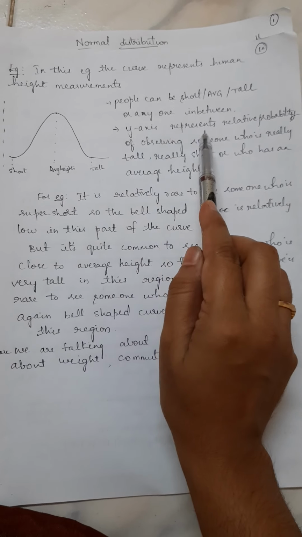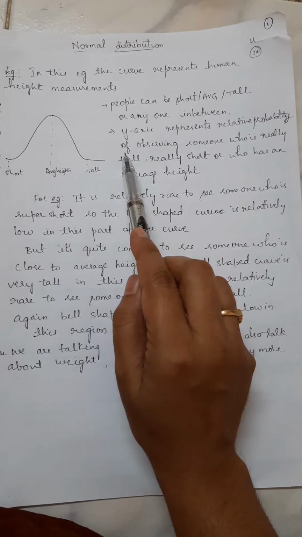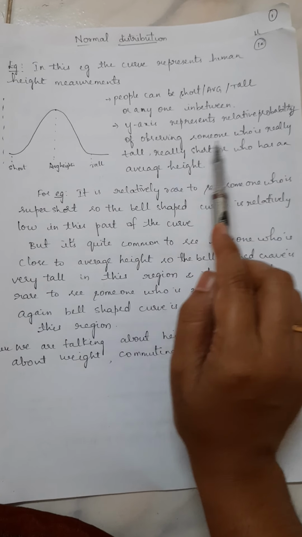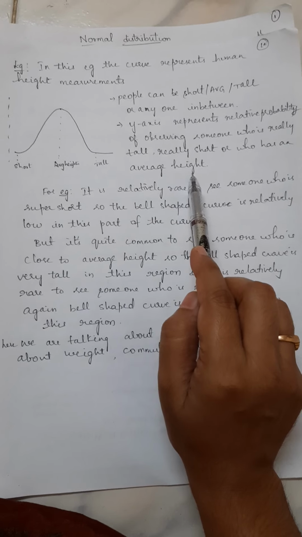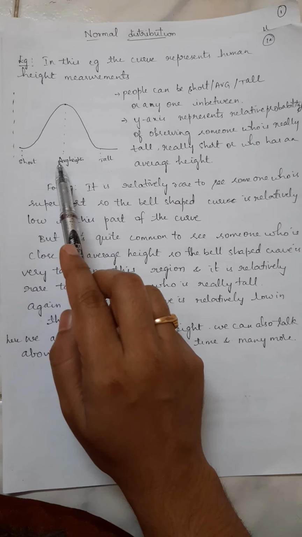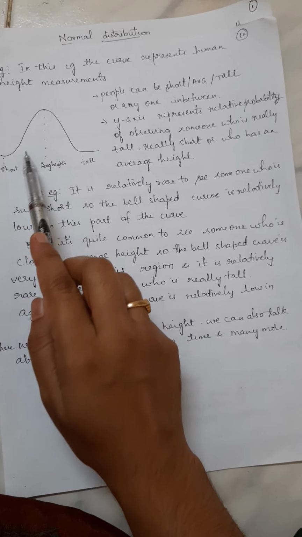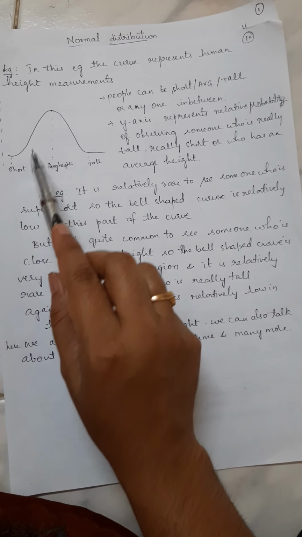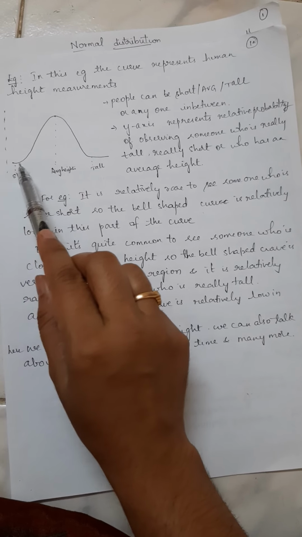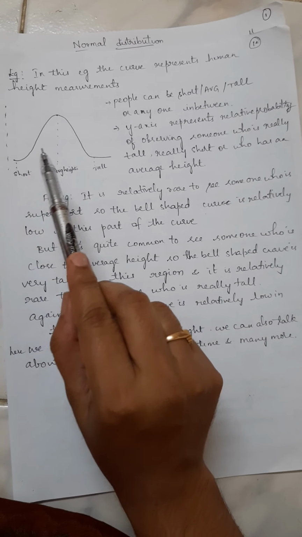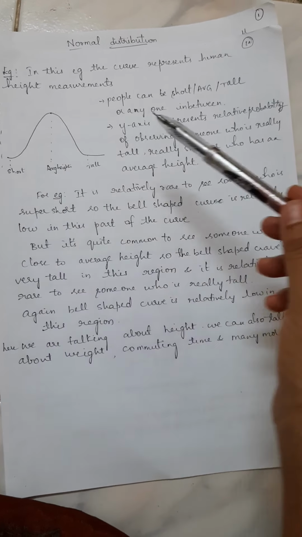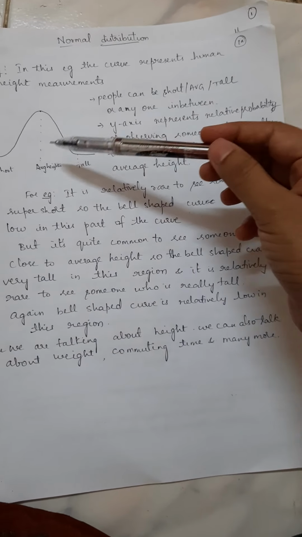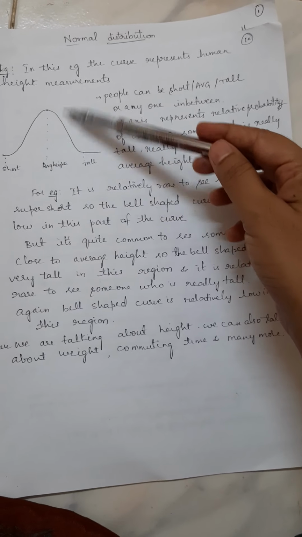Here, the y-axis represents the relative probability of observing someone who is really tall, really short, or who has an average height. For example, it is relatively rare to see someone who is super short. So the bell shaped curve is relatively low in this part of the curve. But it is quite common to see someone who is close to average height, so the bell shaped curve is very tall in this region.